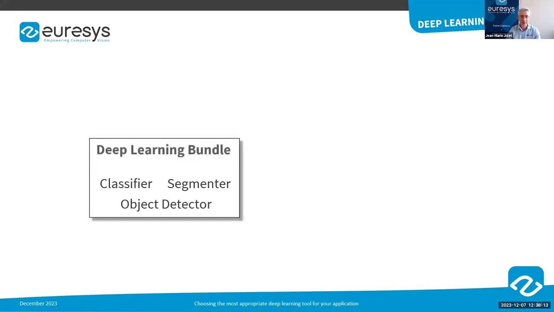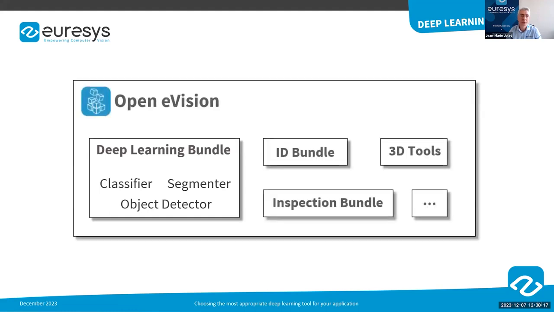There are basically three families of deep learning tools: classifiers, segmenters, and object detectors. And at Euresys, all those tools are gathered in the deep learning bundle, which is part of the vision software package called Open eVision.